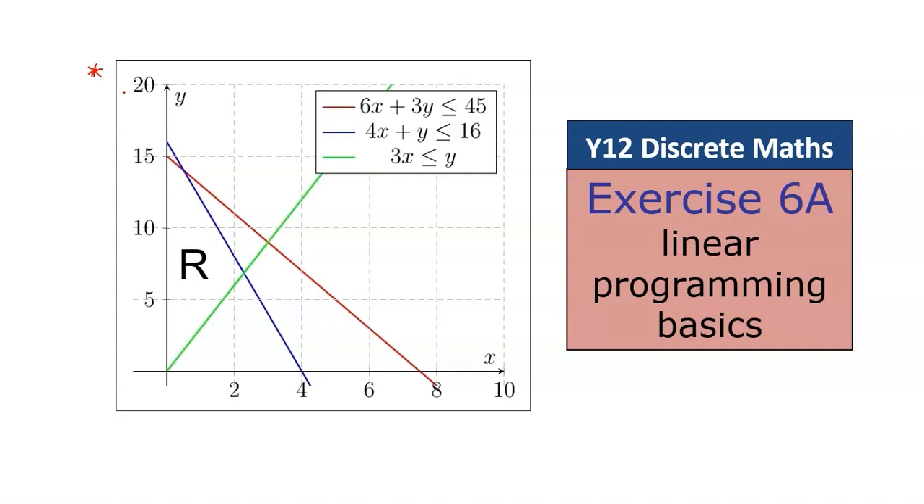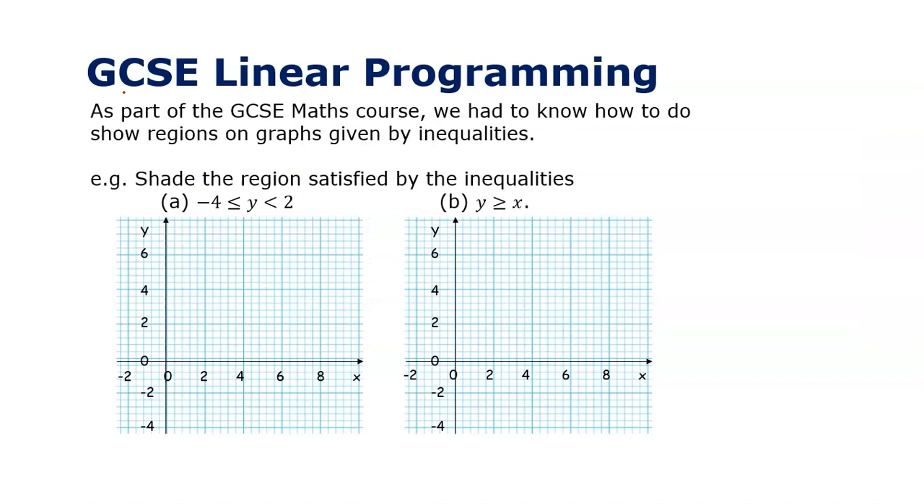So let me just go through what we do at GCSE, and you should remember this. You typically got asked to shade a region given by some inequality. So for instance, and these are fairly random, aren't they? It says shade a region satisfied by the inequalities, and you'll notice it says -4 is less than or equal to y is less than 2. Now, essentially that means y is between these two numbers. And since this is the y-axis, you should remember, look, there's 2 there and there's -4 there.